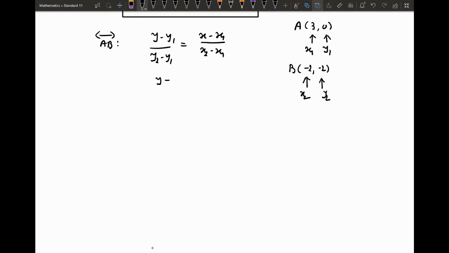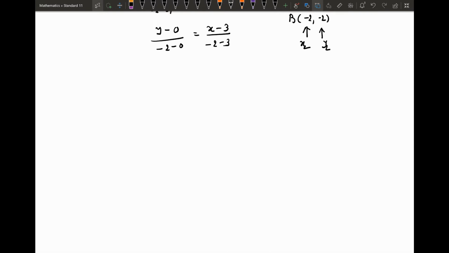Now let us find the equation of line AB. So (y minus y1) upon (y2 minus y1) equal to (x minus x1) upon (x2 minus x1). So we have used the 2-point form. Coordinates of A we have taken as x1, y1, coordinates of B we have taken as x2 comma y2, and substitute in the 2 points form equation. Y minus y1, that is 0, upon y2 minus y1, minus 2 minus 0, equal to x minus x1, that is x minus 3, upon x2 minus x1.